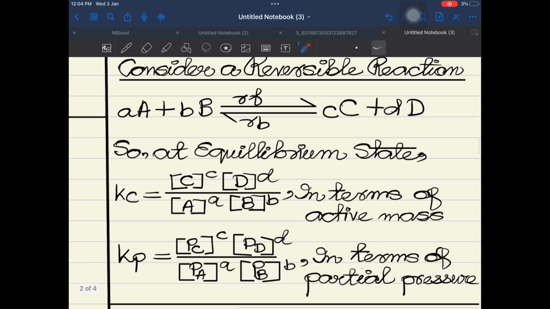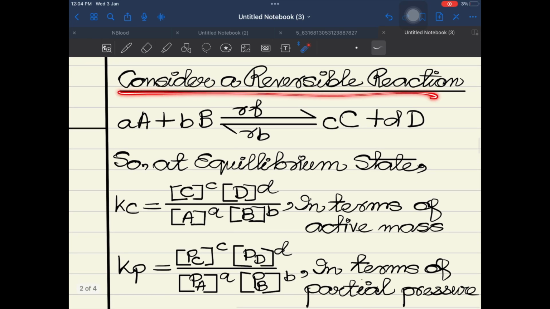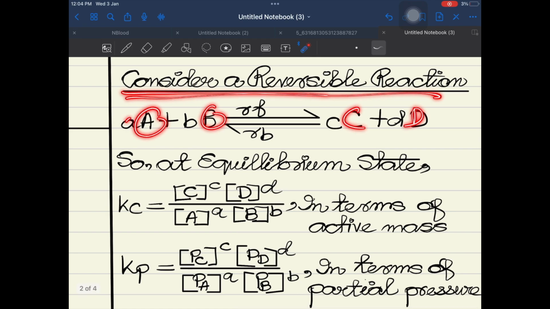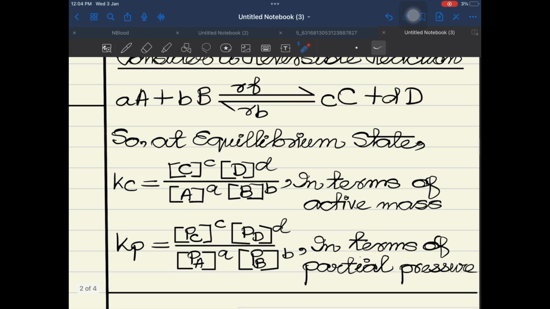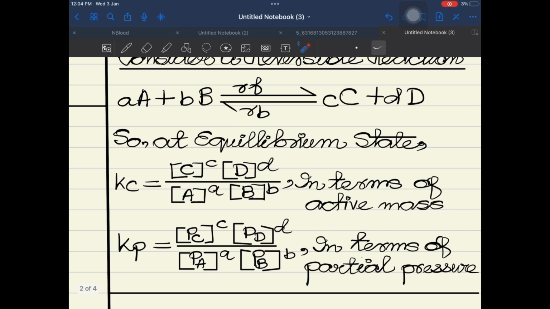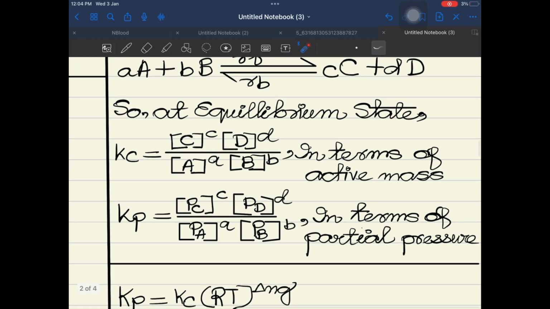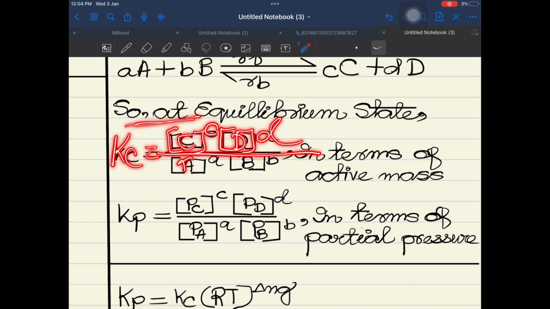Now let us consider a reversible reaction, that is aA plus bB gives cC plus dD. So small a, small b, small c, small d are the stoichiometric coefficients of A, B, C, D respectively. So at equilibrium state, Kc is equal to concentration of C raised to the power stoichiometry of C into concentration of D raised to the power stoichiometry of D, divided by concentration of A raised to the power stoichiometry of A and concentration of B raised to the power stoichiometry of B.